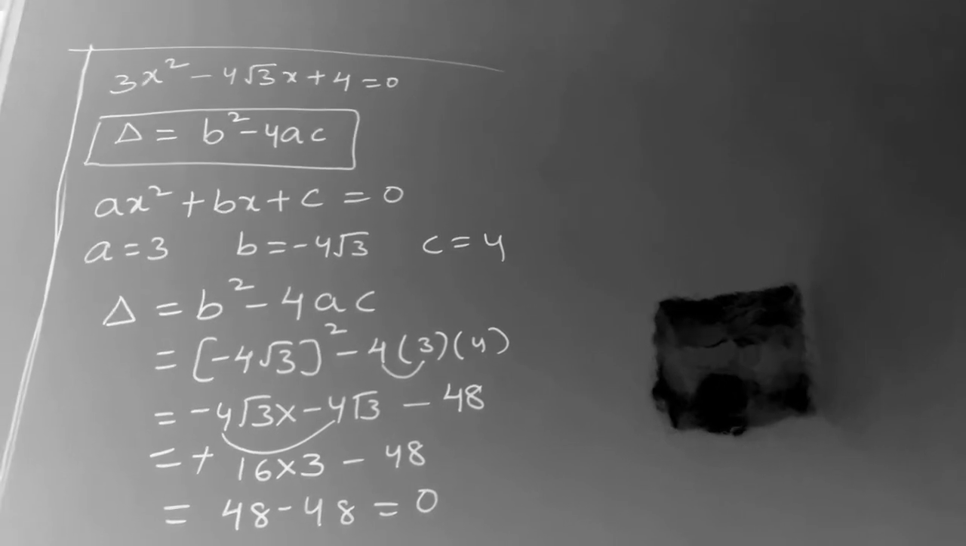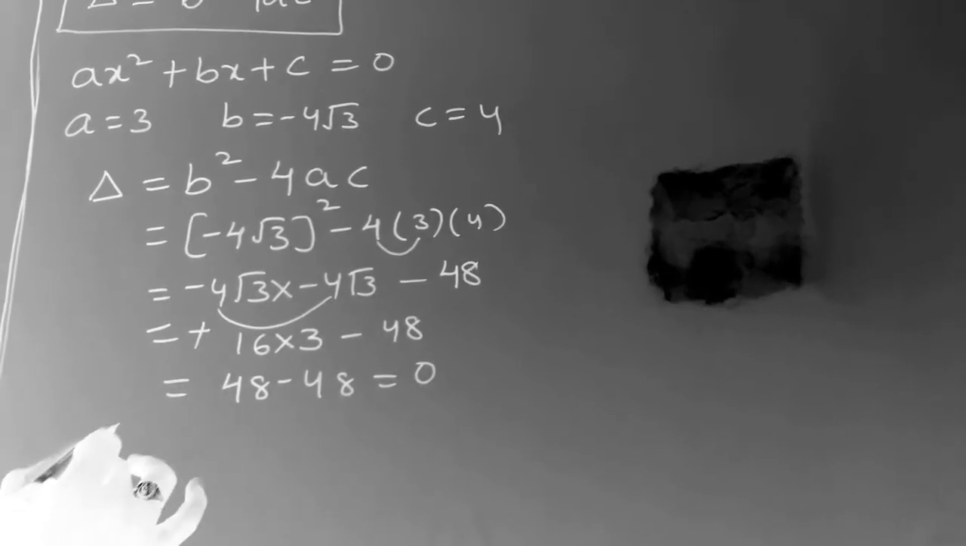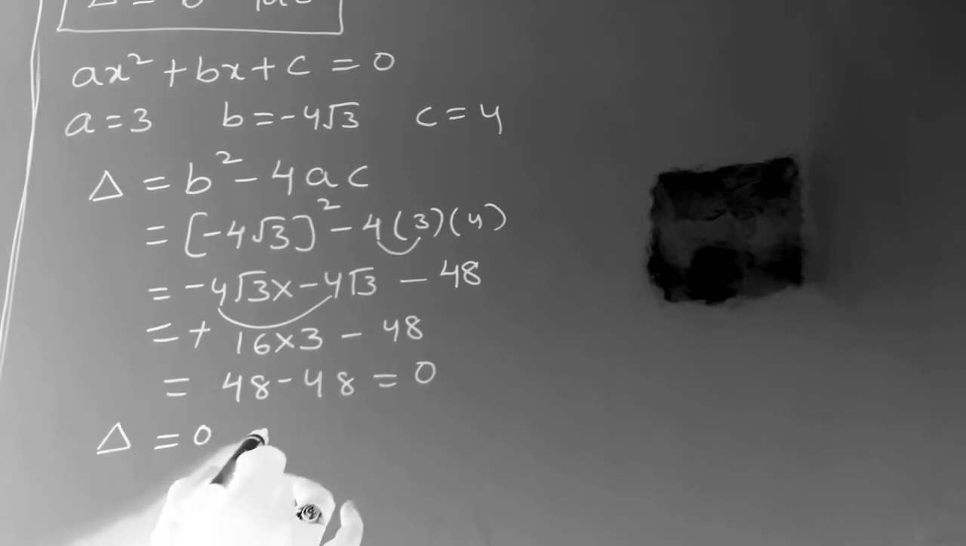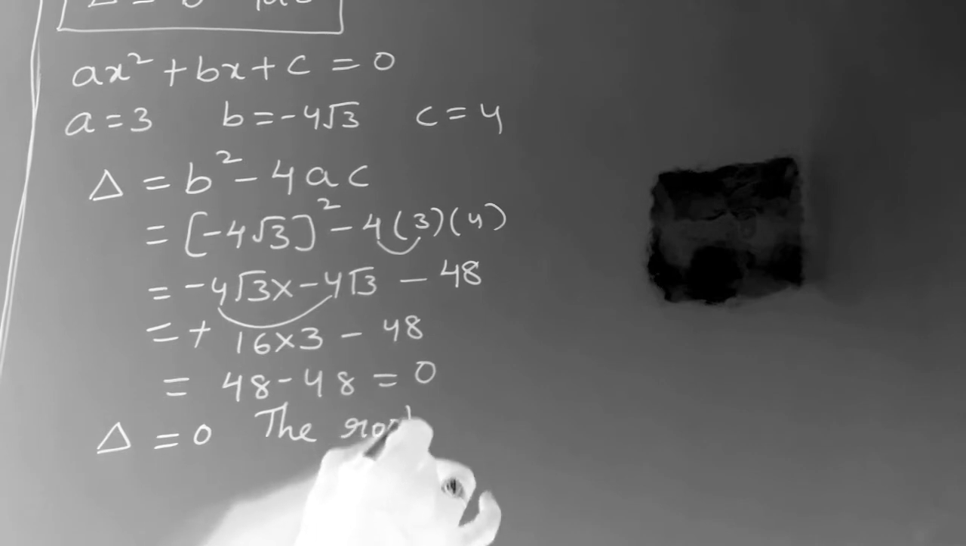So the roots are equal. What type of roots am I going to get here? Roots are equal roots. If delta is 0, the roots are equal.